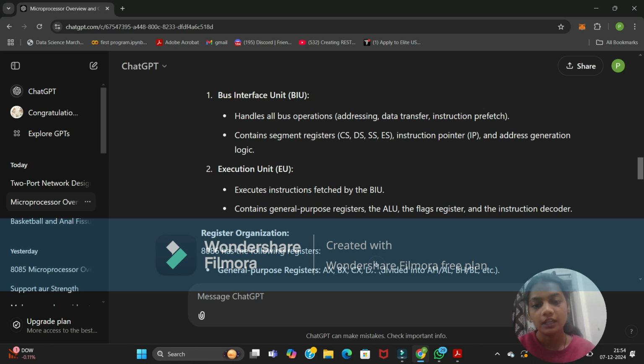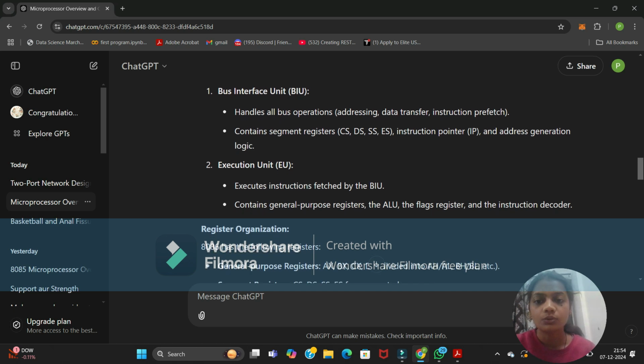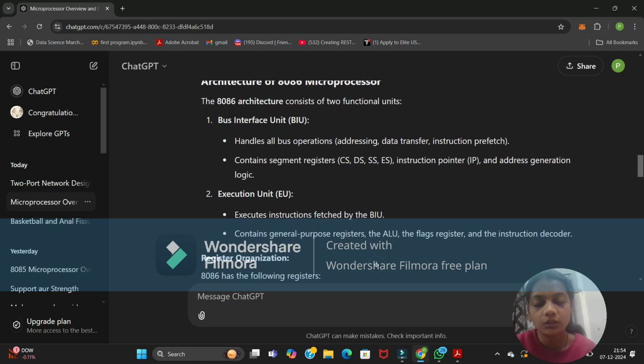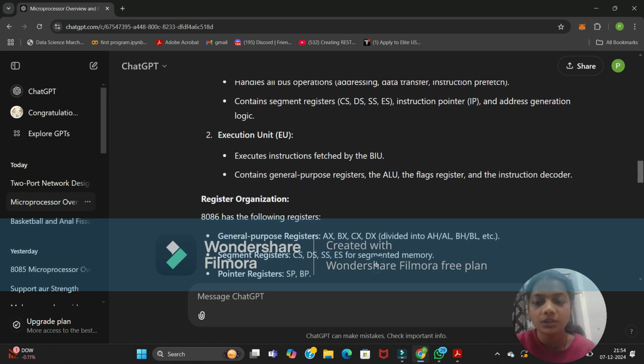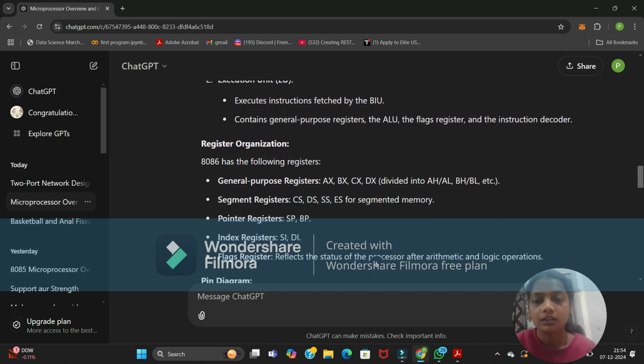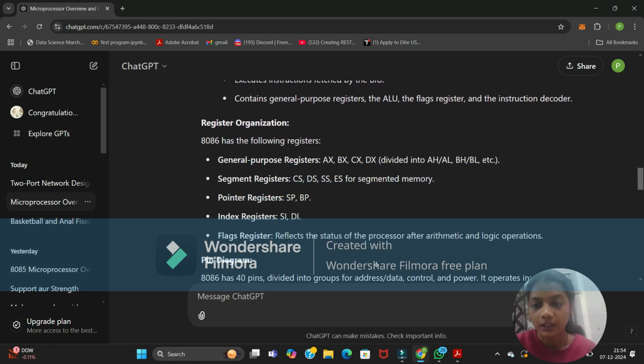So the execution unit executes instructions fetched by the BIU. It contains general purpose registers, the ALU, flag registers, and the instruction decoder. So we have seen two functional units of the 8086 microprocessor. Now let us see how the registers are organized.